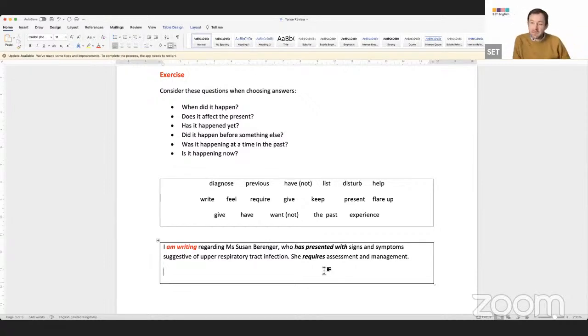If you say "she presented with", then you're talking about something that happened in the past. Now, it could have been yesterday. That's okay. If you say "she presented yesterday", I still think that she has them now. But by using the past simple, you are giving a sense that it's finished. If you use the present perfect, you're giving the sense that it still affects the present. What do you think about that, Lucinda?